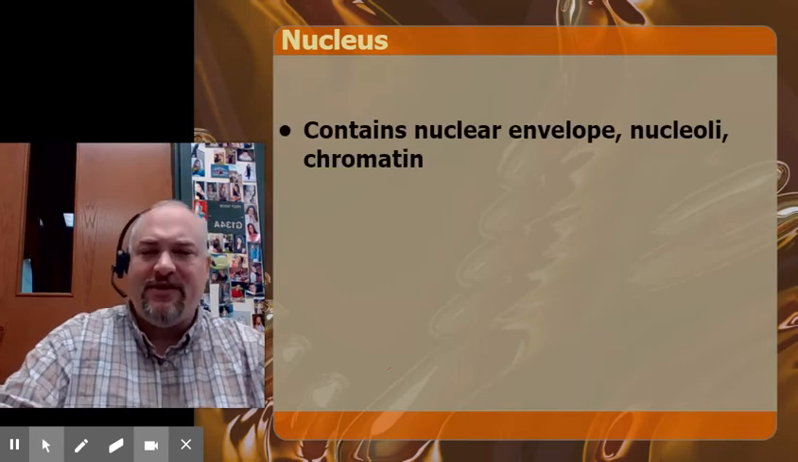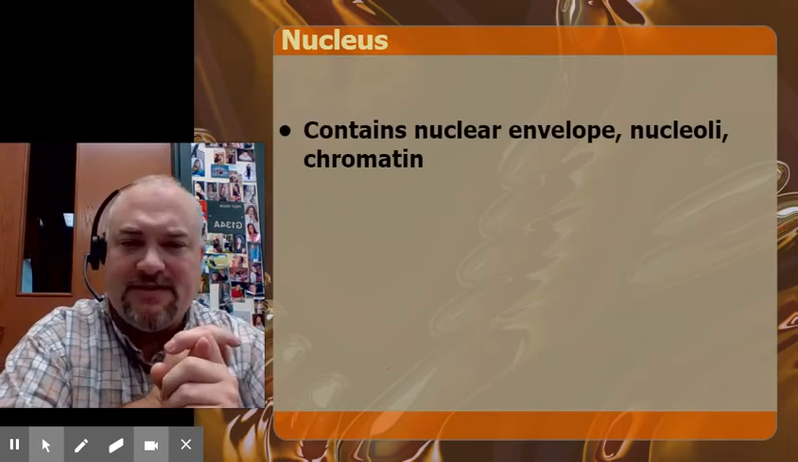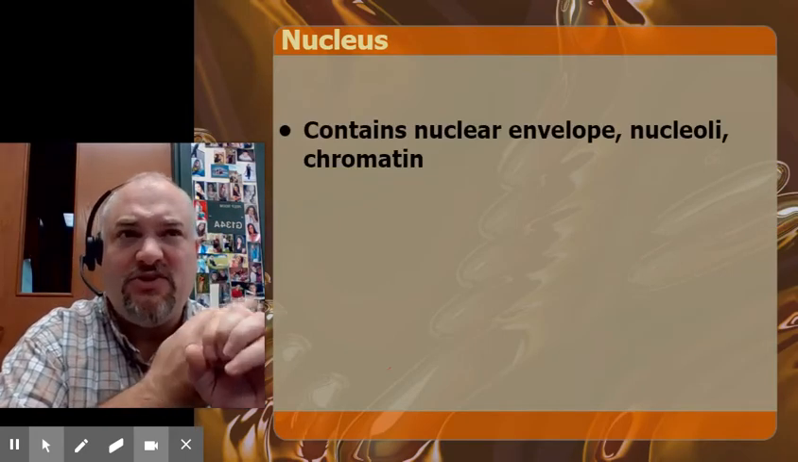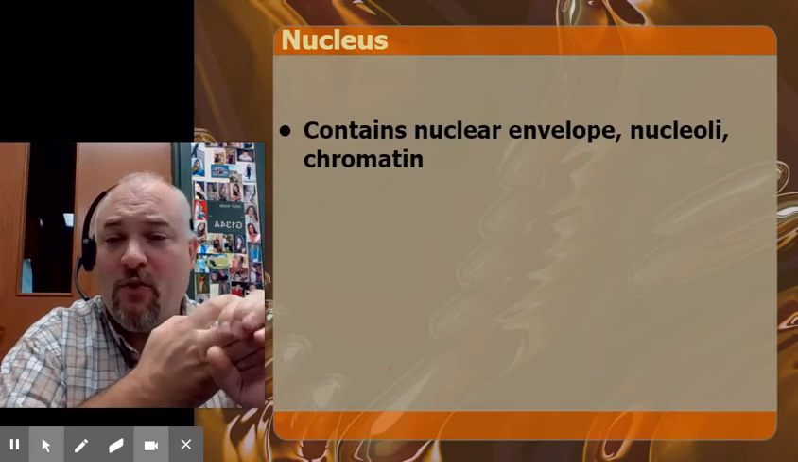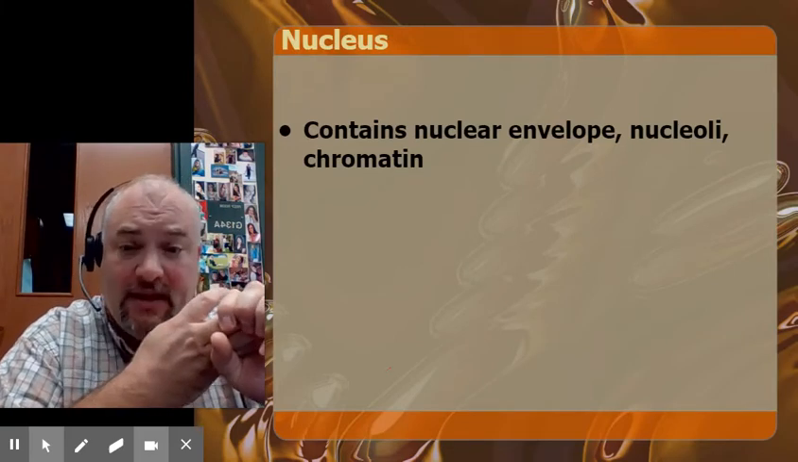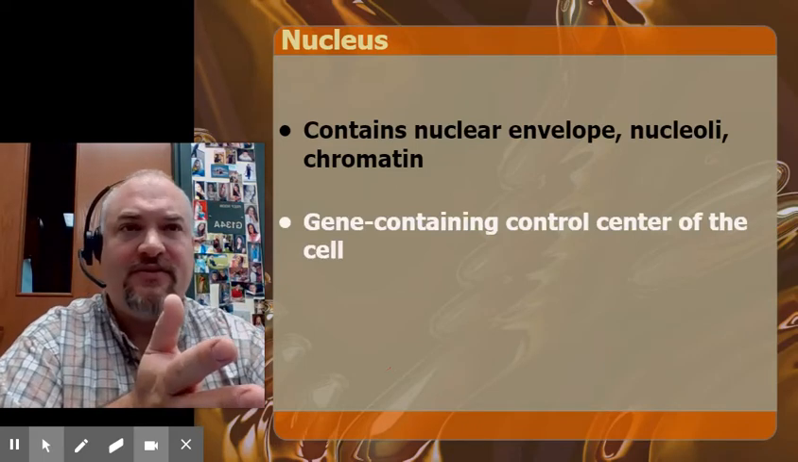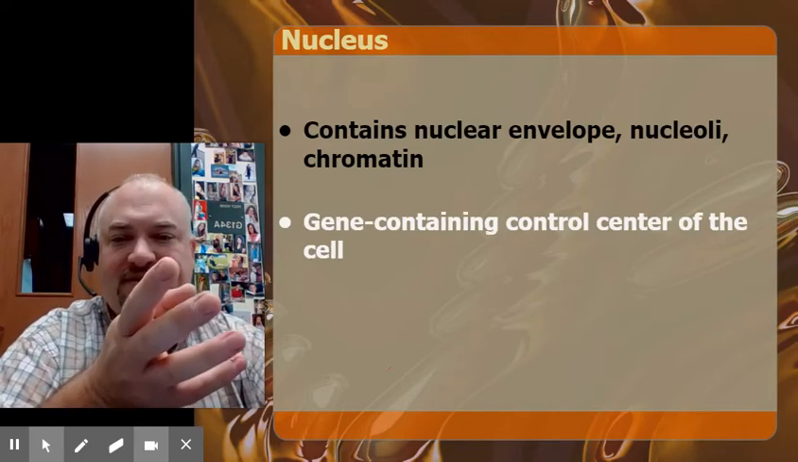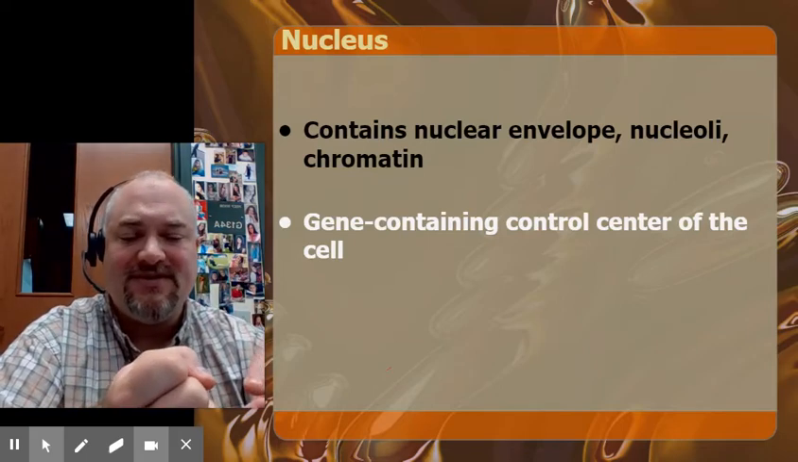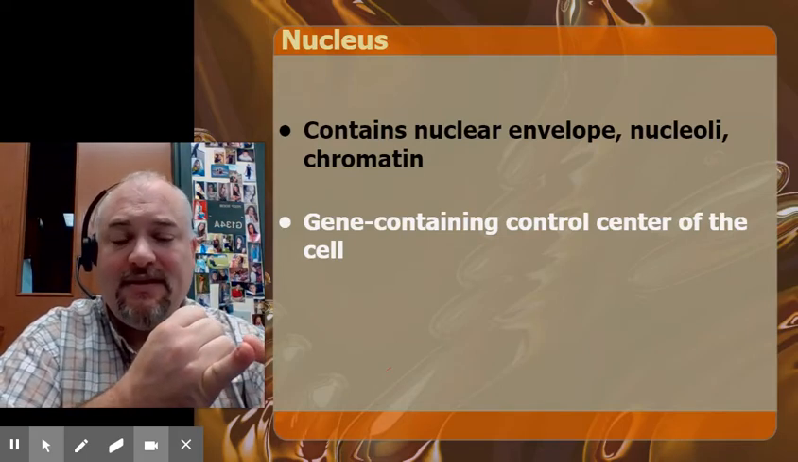Moving on to the nucleus. Pretty straightforward. Not going to spend a lot of time on this. It's got the nuclear envelope around the outside, nucleoli, little dark spots inside, and chromatin, which is just the uncoiled DNA. It is the gene-containing control center of the cell. It's the manager of the cell. It determines what happens. It does that because it holds the DNA and protects it.